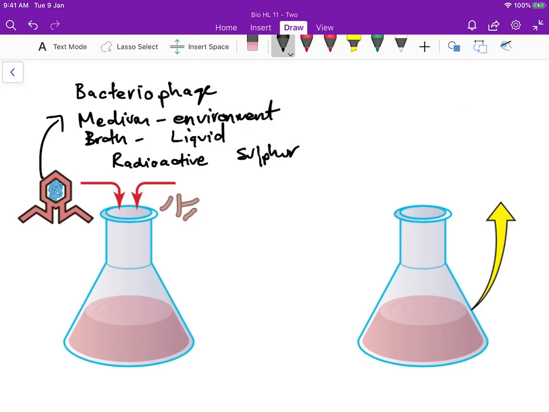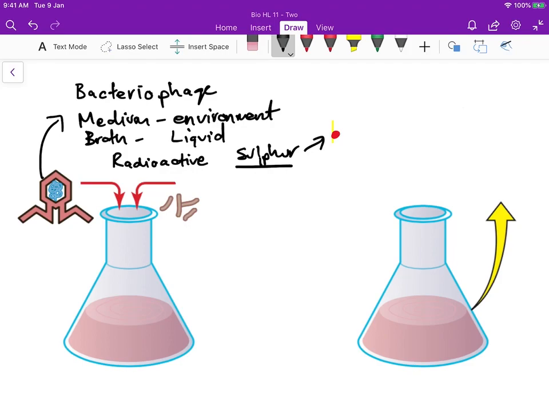So why is it radioactive? Well, it will emit radioactive particles. It will give out radioactive particles which can be detected. So they grew the bacteriophage where there was radioactive sulfur. And sulfur is part of proteins.